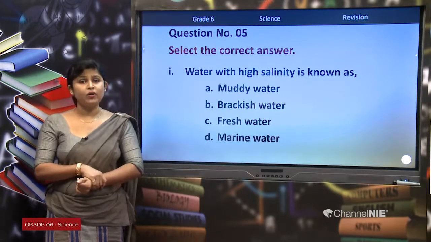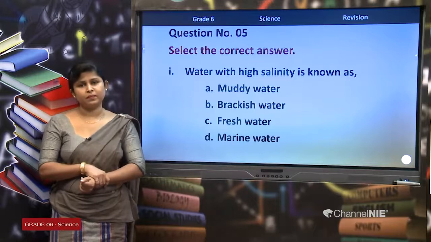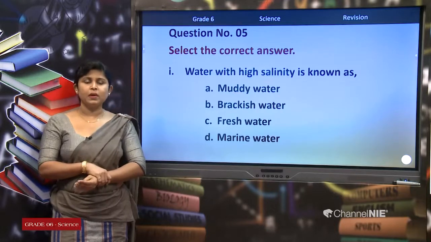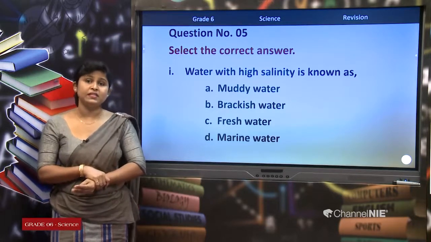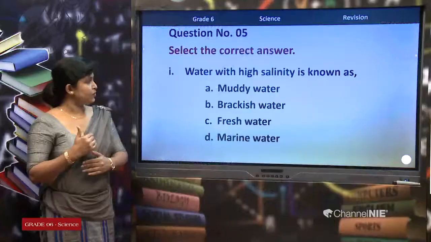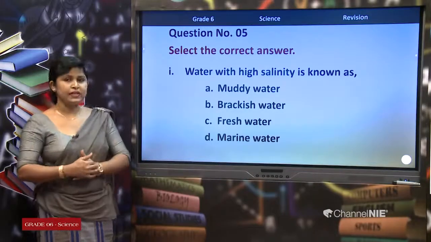Salinity is the amount of salt dissolved in water. When we think about fresh water, there is a low salinity. But when we think about marine water, there is a high salinity. But brackish water has a salinity, but it is less than the salinity of marine water. The amount of salt dissolved in water is simply known as the salinity. According to the salinity, we can categorize the water into three groups: fresh water, brackish water and marine water. Through that, you can identify the answer easily.